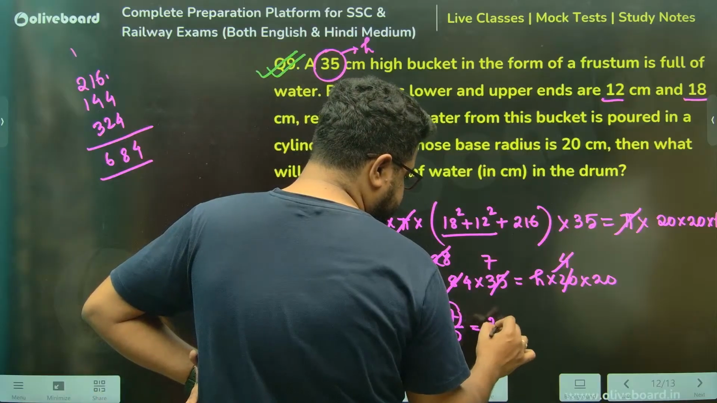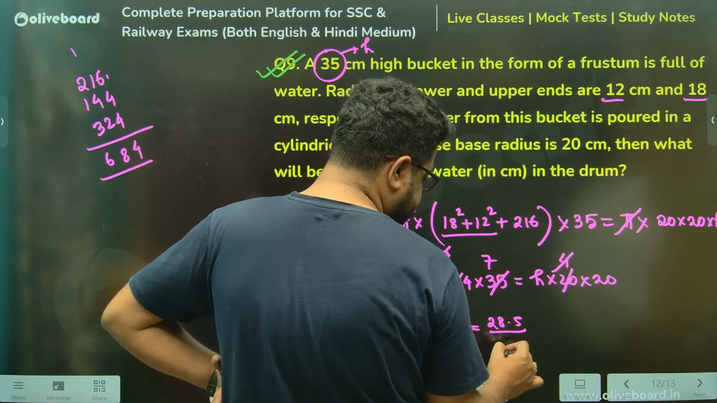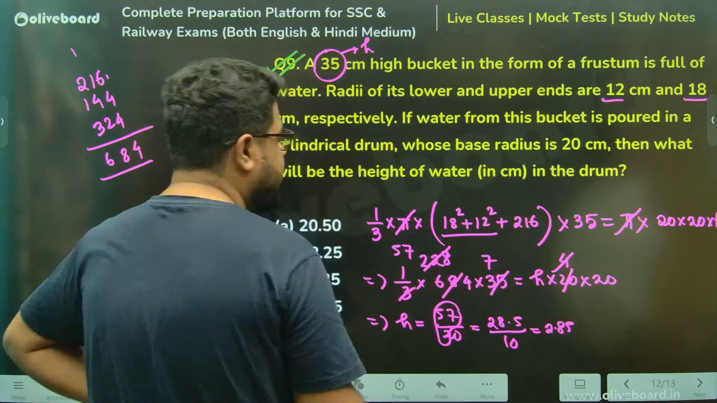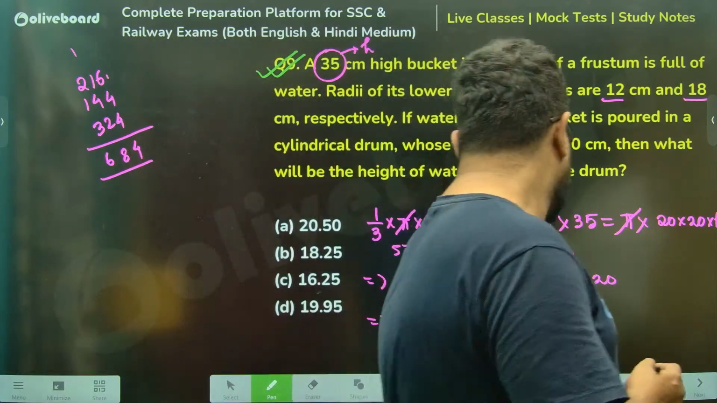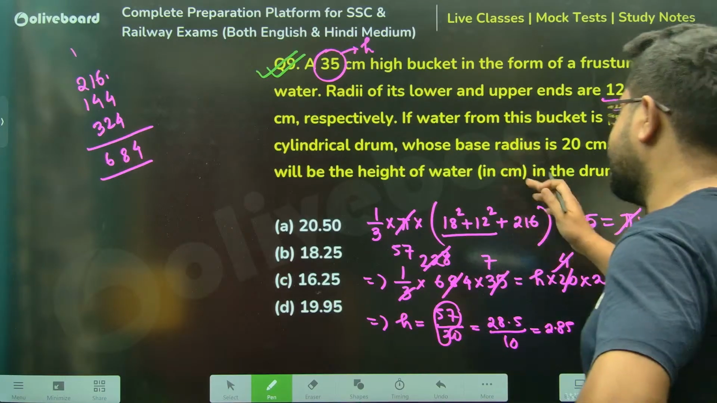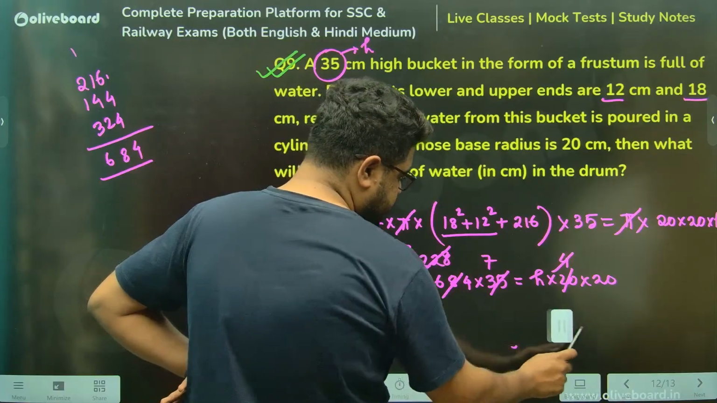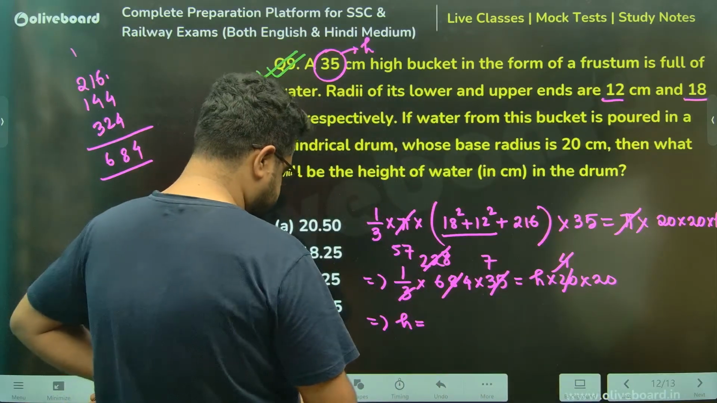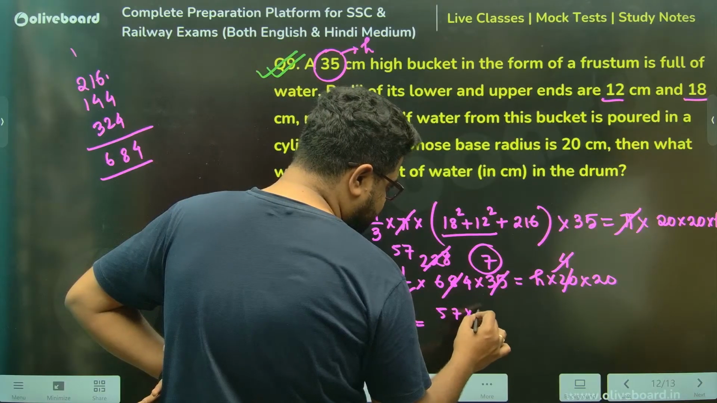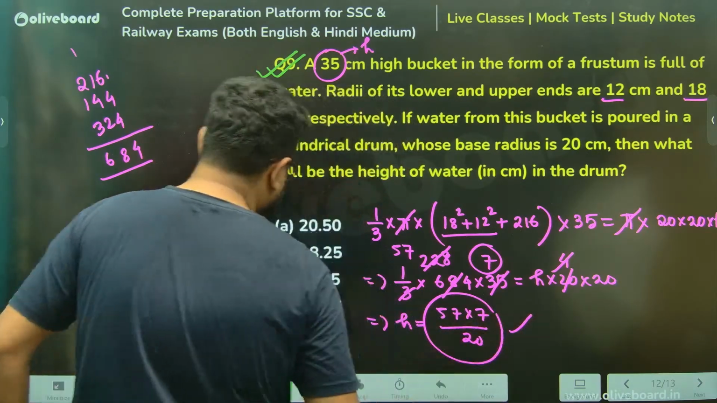So 28.5 by 10, meaning 2.85, I'm getting. Wait, what went wrong? One second, I have missed something. There was another 7 here, and I missed this 7. So sorry. The answer will be 57 into 7 by 20. That's what it is.